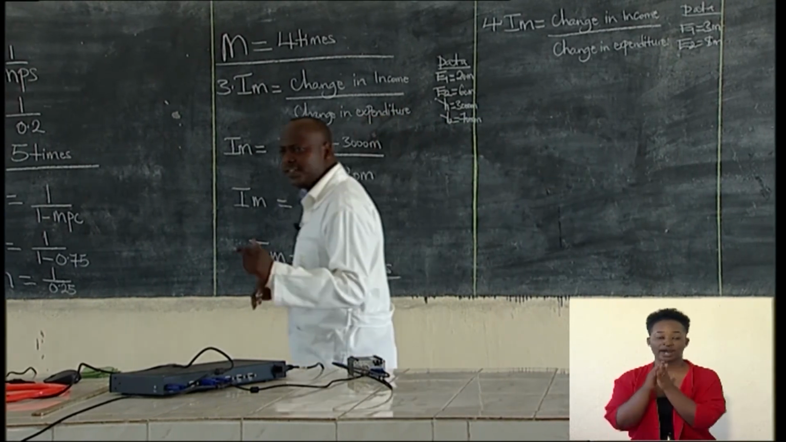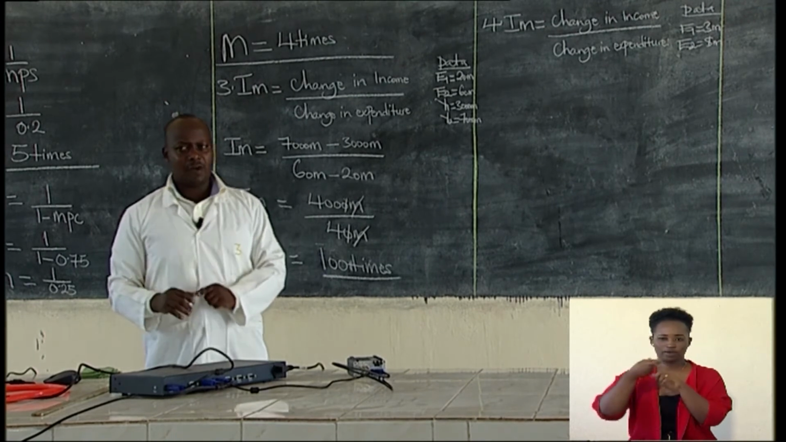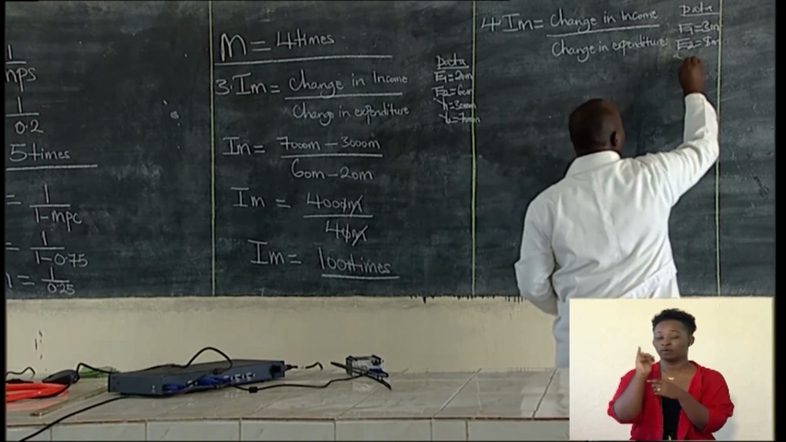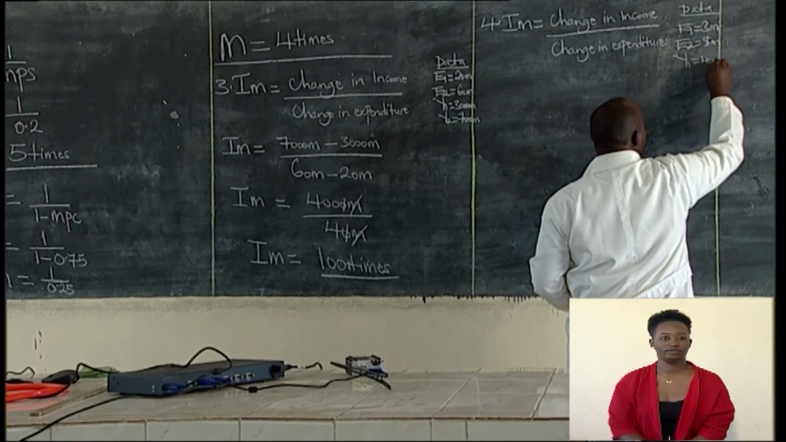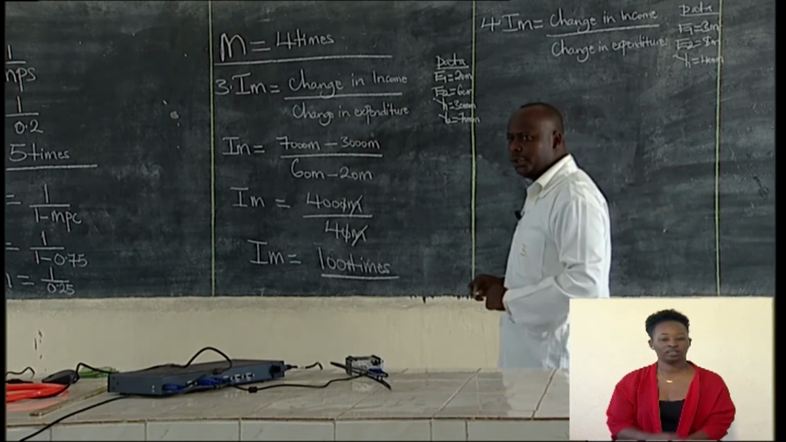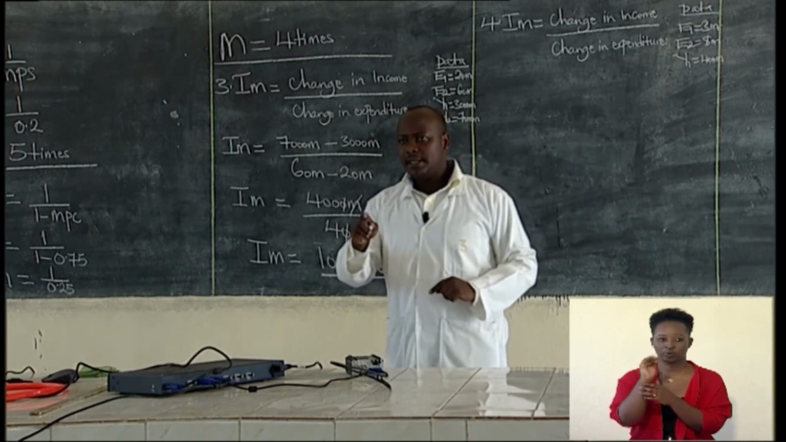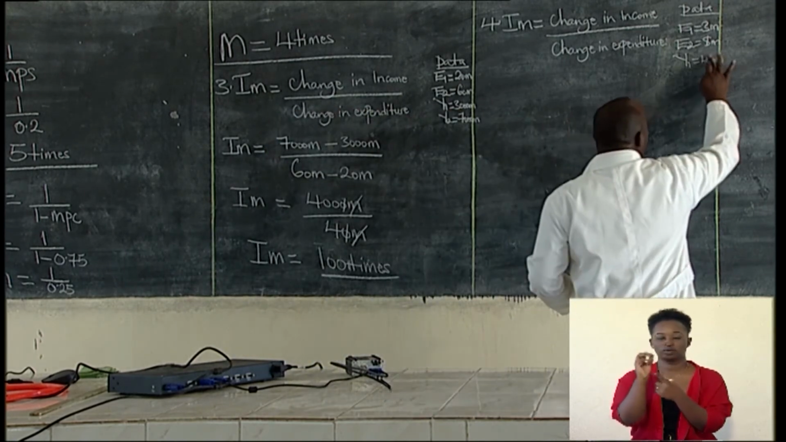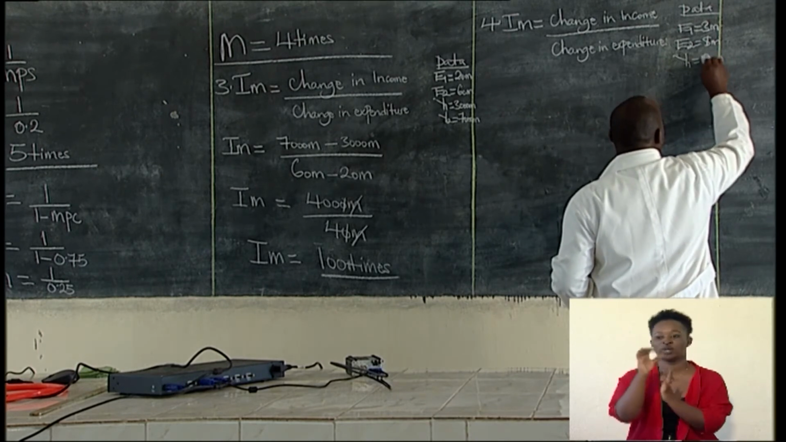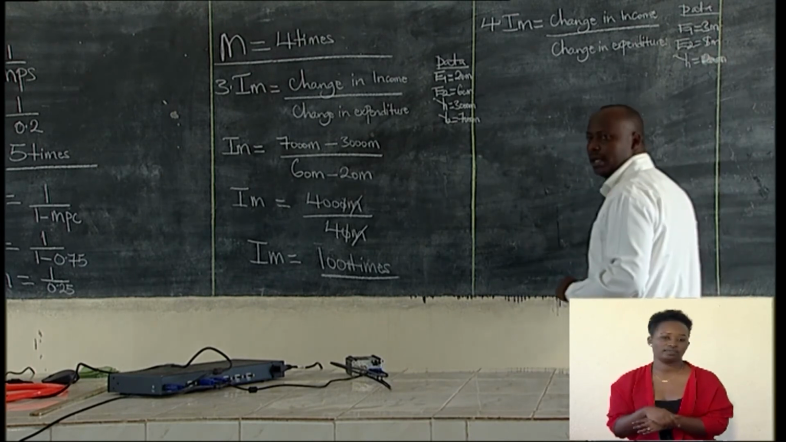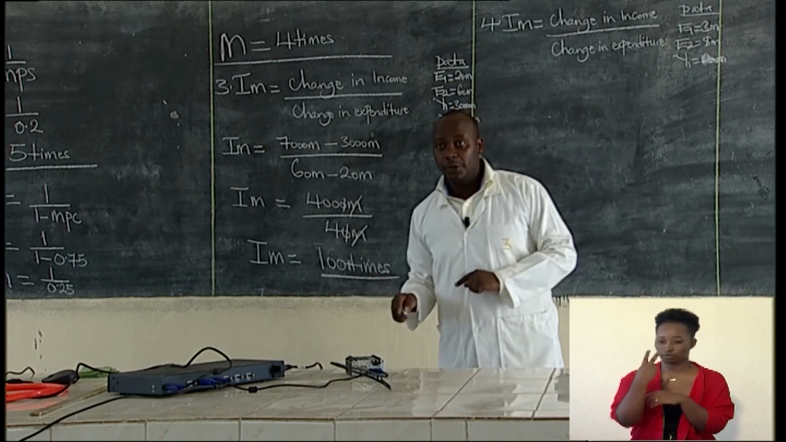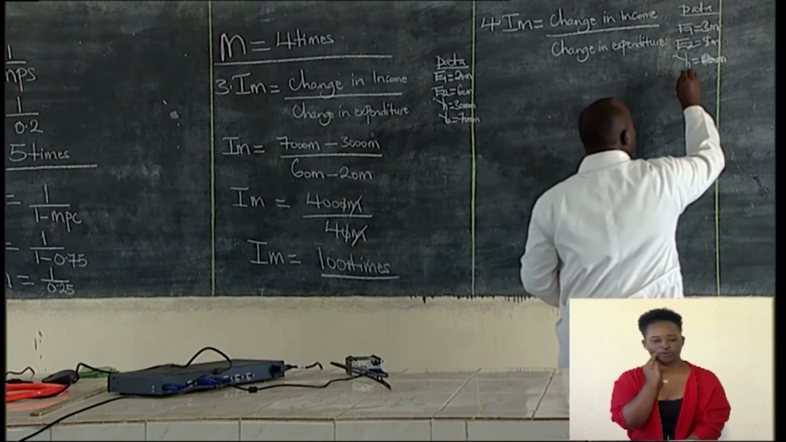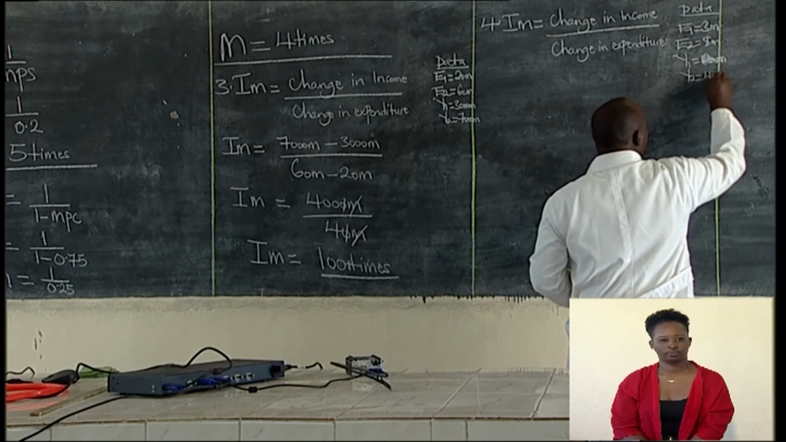And this led to an increase in income from 200 million francs to 400 million francs. Our income 1 is 200 million, that is the original income. And income 2 is 400 million, because it increased from 200 million to 400 million.